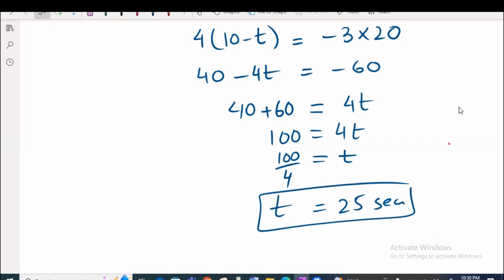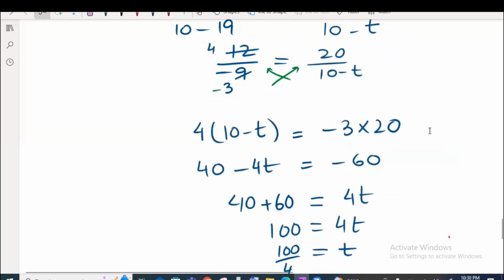So this is the final answer for this part. I hope you got the idea how to attempt this type of question. This is a 12 mark question, and mostly students feel difficulty in this question.